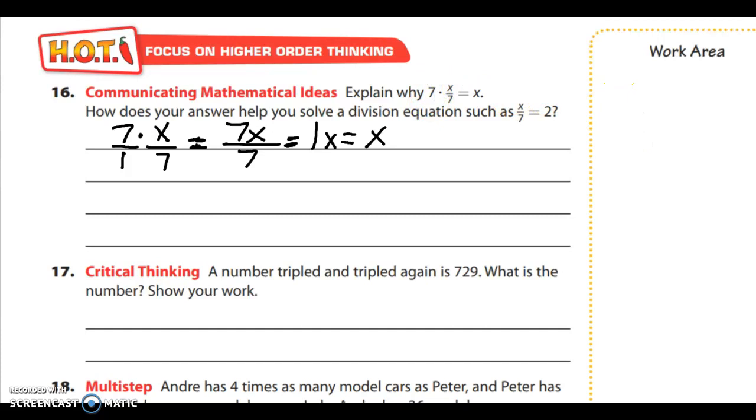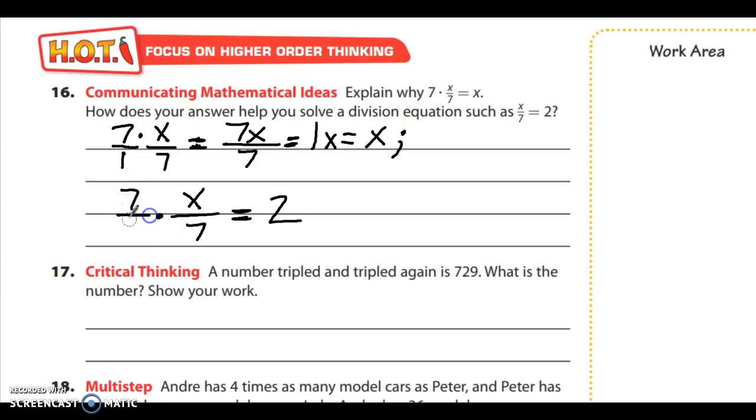Now the second part of the question says, how does your answer help you to solve a division equation such as, I'm going to copy that problem right here, x over 7 equals 2. So the question here is, how does this information help us? I'm going to show you right now. What kind of operation is this? It's division. The opposite of division is multiply. So I'm going to multiply by 7.